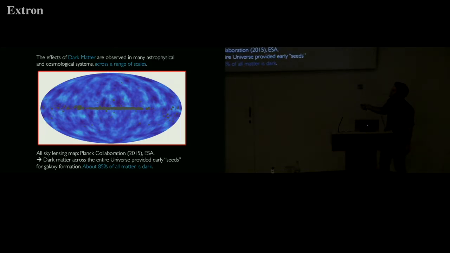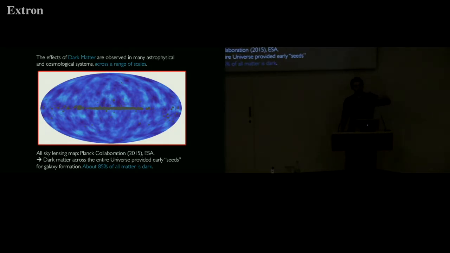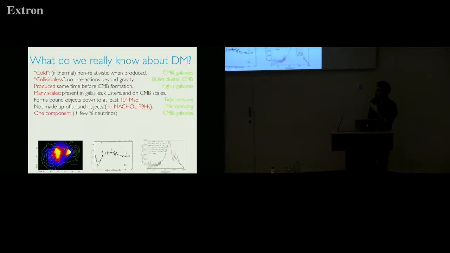So, these are larger than degree scale coherence in the dark matter. And what's very important is that it shows the dark matter was present at very early times, and it was the seeds for structure formation. This gives you this whole picture of the linear CMB growing into nonlinear structure, with dark matter being there. And dark matter is about 85% of the total matter content of the universe. What do we really know about dark matter?